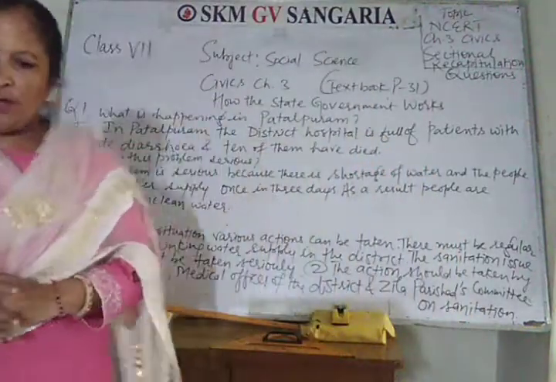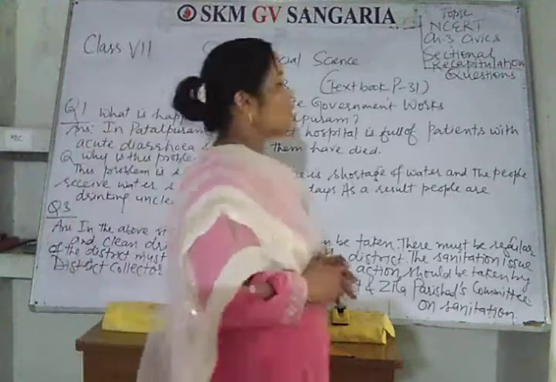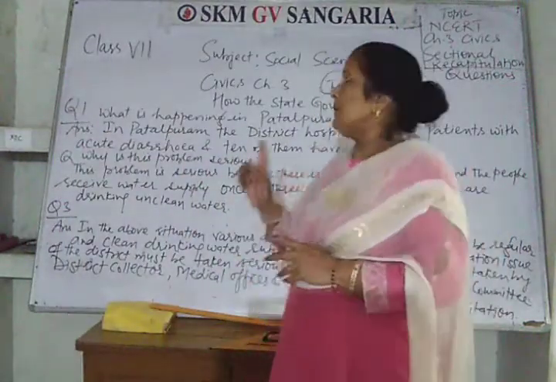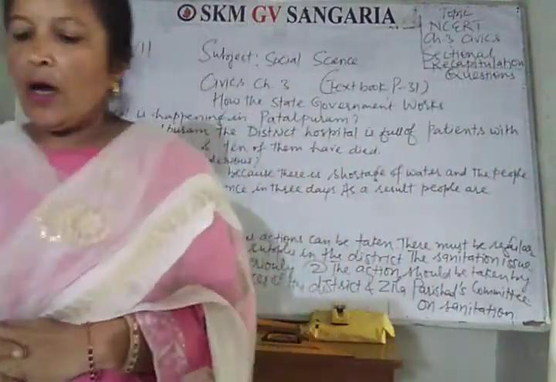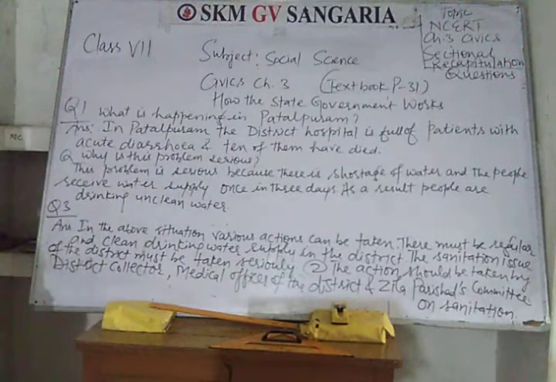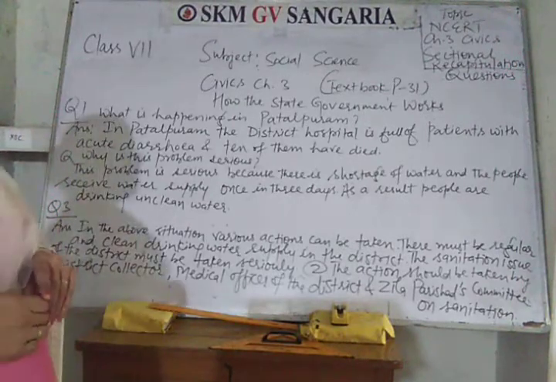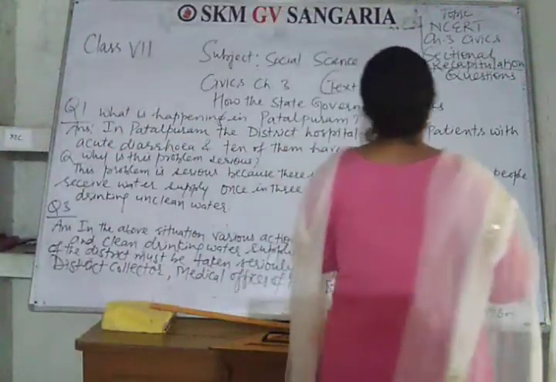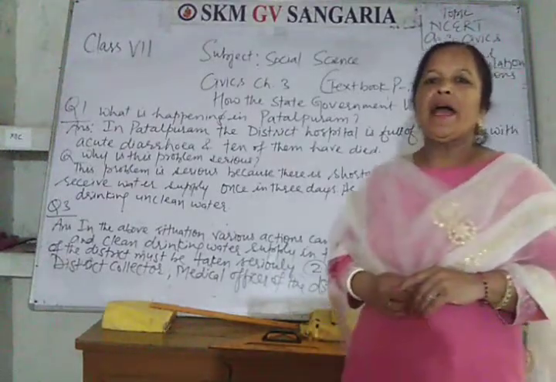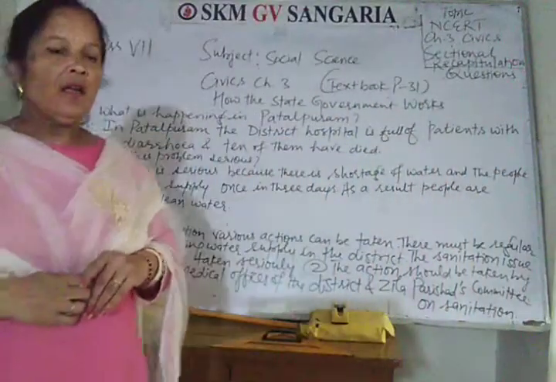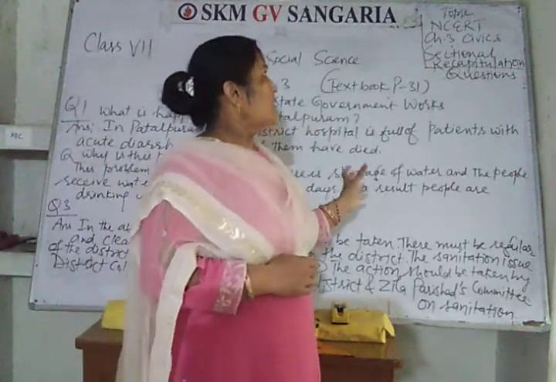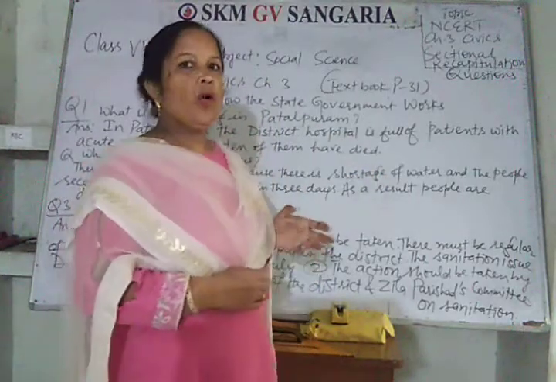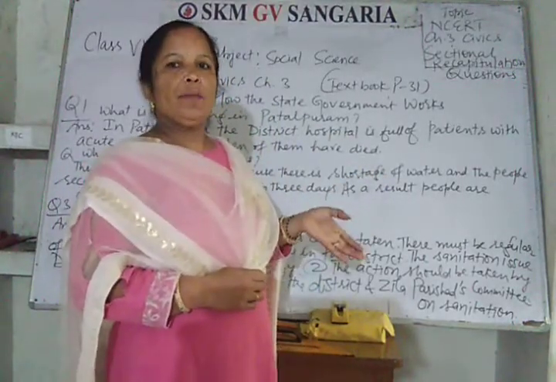So today, students, you are going to learn about social science civics chapter number 3, that is how the state government works. Already you have read this chapter. Today I have taken some of the questions from your NCERT textbook, page number 31. There are some sectional recapitulation questions based on the chapter.